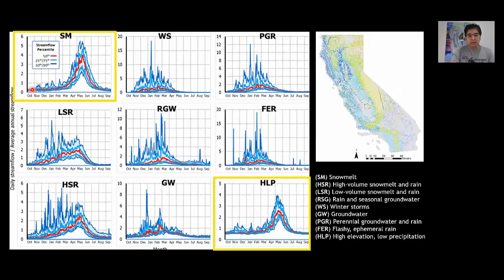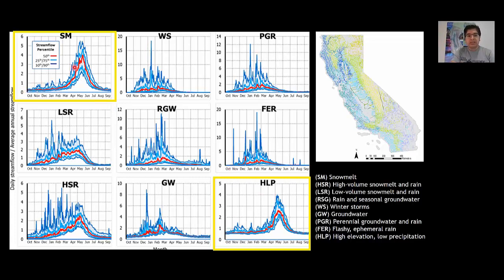When everything falls as snow, and then as we approach April, May, we have all the snowmelt, which peaks around May, June. Then all that snow runs off, and the flows go down. So this is a quintessential, typical snowmelt signature.